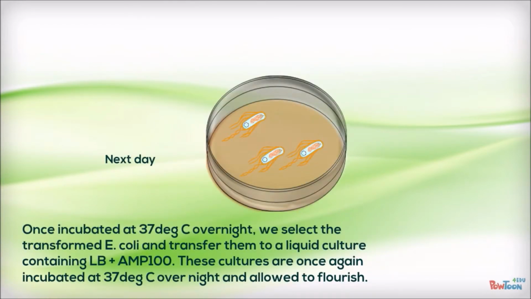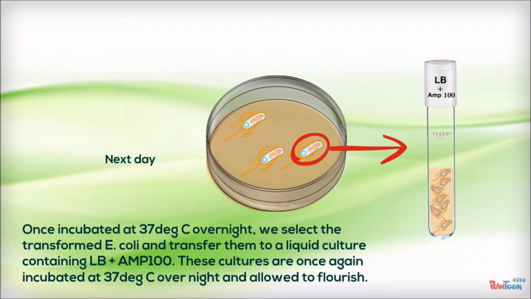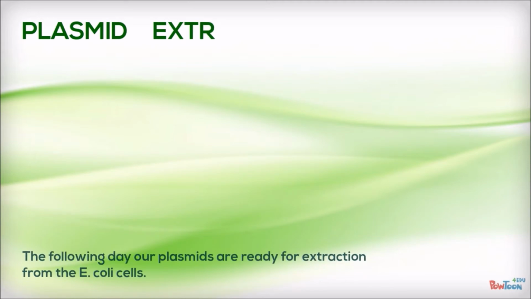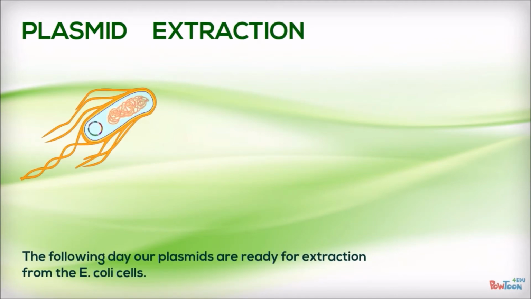Once incubated at 37 degrees C overnight, we select the transformed E. coli and transfer them to a liquid culture containing LB plus AMP100. These cultures are once again incubated at 37 degrees C overnight and allowed to flourish. Plasmid extraction. The following day, our plasmids are ready for extraction from the E. coli cells.